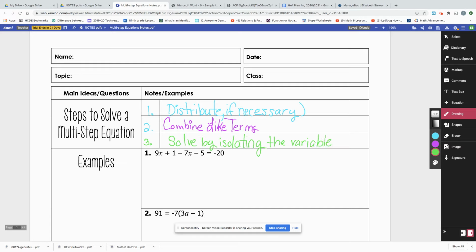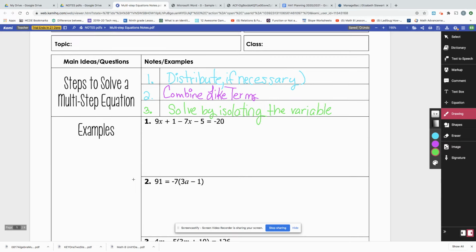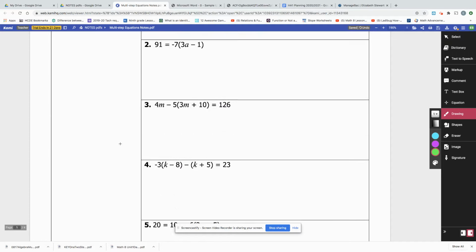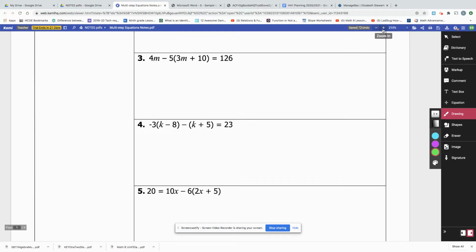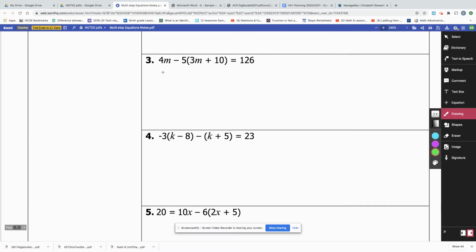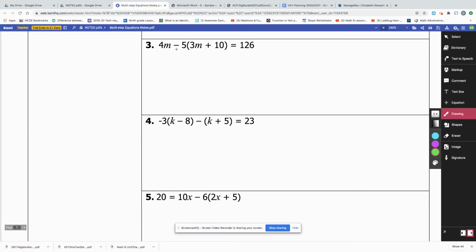Okay, so in our first example, I'm going to jump down here to, let's start with number 3. We'll put the answer keys on ManageBack for all the problems, but we're only going to work through some of the problems. So in number 3, I have 4 times m minus 5 times the sum of 3m and 10 is equal to 126.